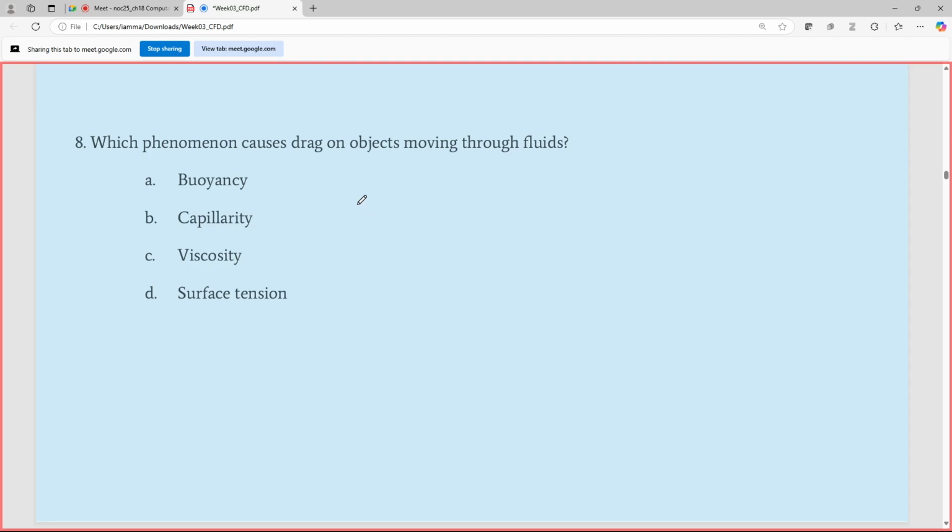Which phenomenon causes drag on objects moving through fluids? Simple question, only to cover the simple basics covered in the third week. The difficult questions we will see towards the end of this session. So please try to answer. Option A, buoyancy. Option B, capillarity. Option C, viscosity. Option D, surface tension.